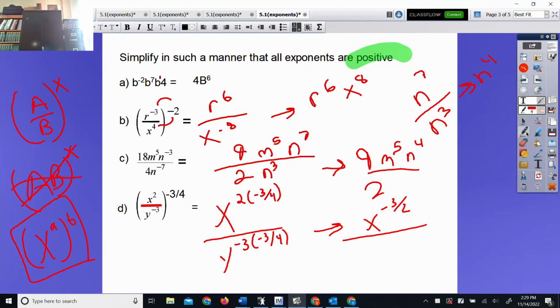Why the negative third times the negative 3/4? 9/4. What's wrong with this thing? It's negative. All right. The bottom's positive, top's negative. That's the problem. 1 over.